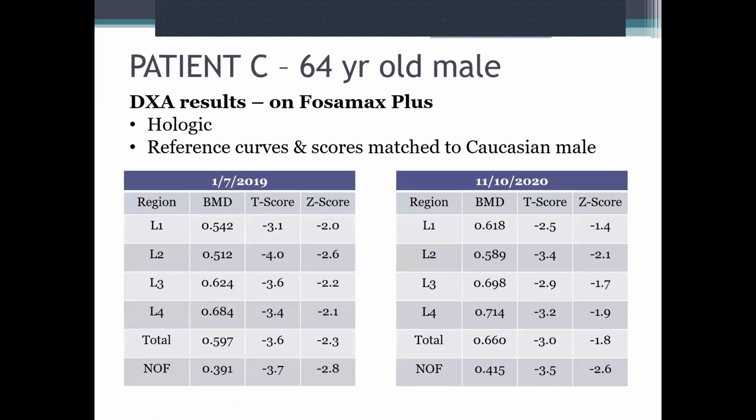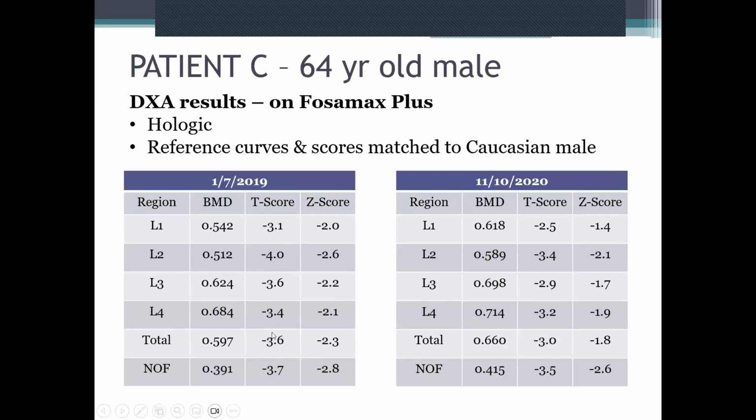So if you look at this patient from 2018 to 2019 and in 2020, if you look at the T-scores, despite being on treatment with Fosamax, it has not really improved. You can see the T-scores are very severe.